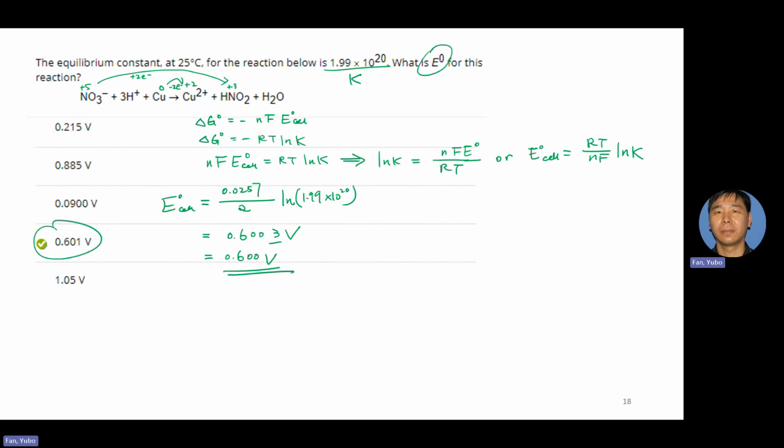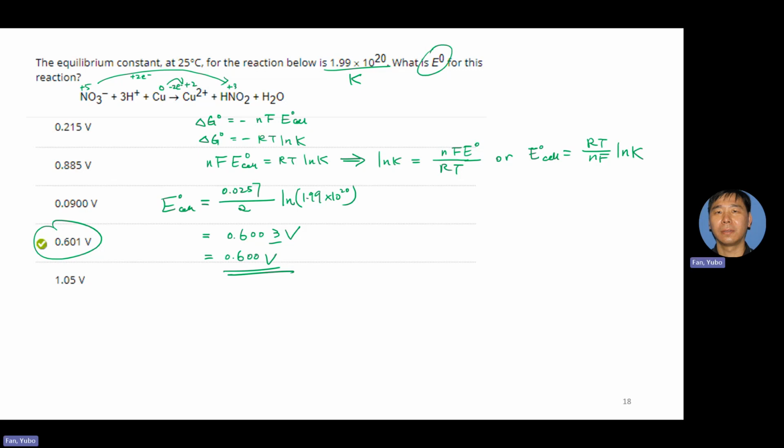Because when we do the calculation, the significant figures we use might be slightly different. For example, for the Faraday constant, we might use the more accurate one. All right.